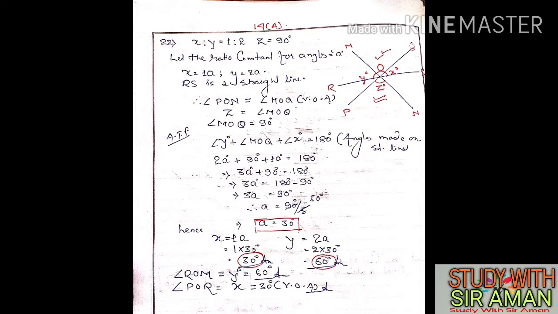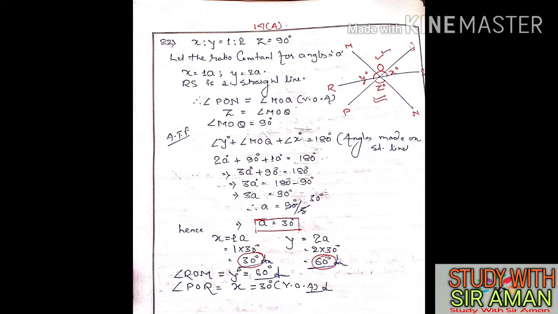Check RS, straight line. What I have told you: angle Z is equal to angle MOQ, vertically opposite angle, and the value of Z is given as 90. So RS is a straight line. On RS three angles are made: angle Y, angle MOQ and angle X. All three we will add and write 180 degrees, angles made on a straight line. Put the value of Y as 2A, MOQ as 90 degrees, and angle X as 1A. 2A plus 1A, 3A plus 90 equals 180 degrees. Therefore 3A is equal to 90 degrees. So A is equal to 90 by 3, 30 degrees.